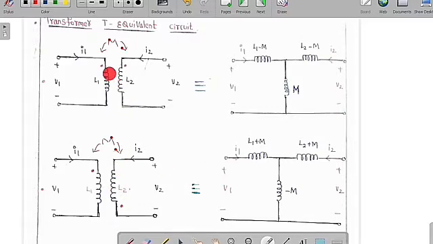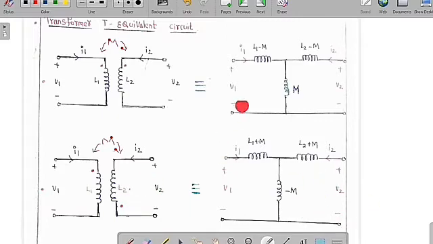But if they are opposite, so one is going to enter but the other is going to leave, then just replace minus M by plus M. You are going to get L1 plus M, L2 plus M and minus M, and everything else is the same. So this is the only thing that you need to remember. The KVL in this loop is equal to the KVL in this loop.